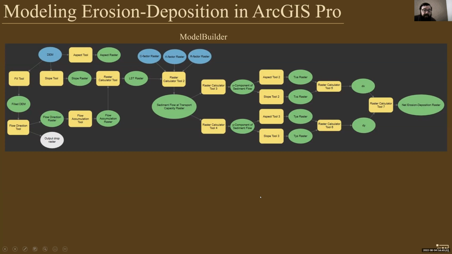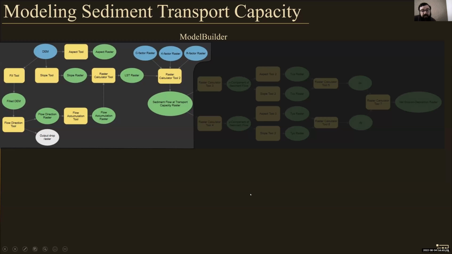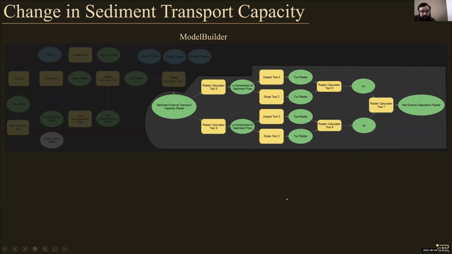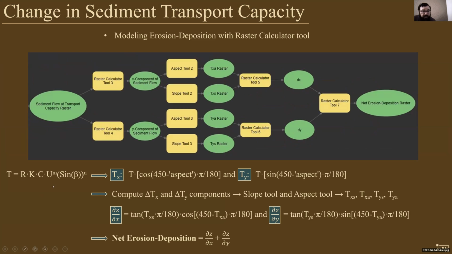The important point is that so far I've discussed the first half of the model. Now it's just a matter of calculating the second half. To do this, I broke the sediment transport capacity into its X and Y components. I then computed the components' change in sediment transport capacity in the X and Y direction, using the slope tool and the aspect tool to obtain four derivative rasters. These were then input into the partial derivative equations and added together to get the net erosion deposition.